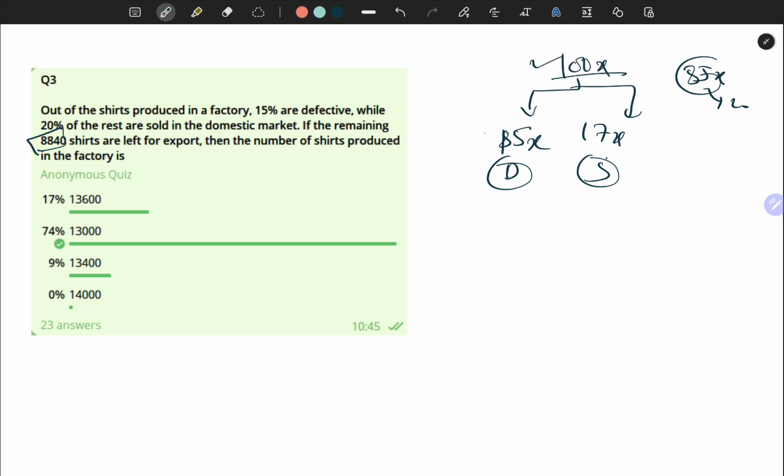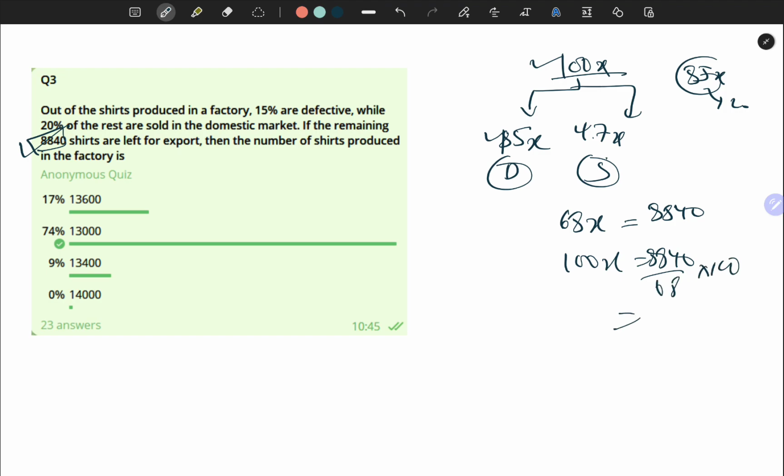So total we had 100, 15 defective, 17 sold. So what's left is 32. This is 100 minus 32, which is 68x, and this is given as 8840. So 100x will be how much? 8840 upon 68 into 100.